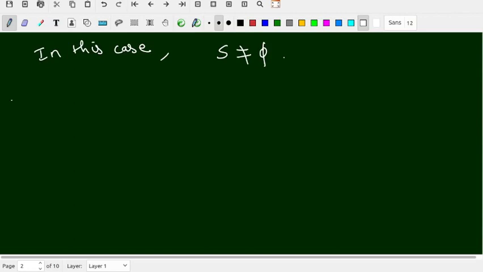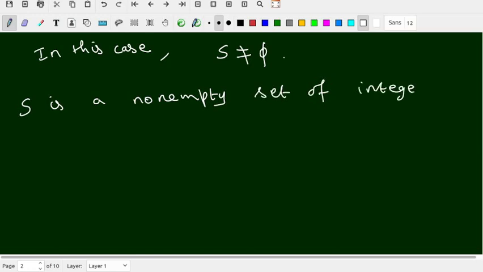So we have that S is a non-empty set of integers greater than or equal to 0.